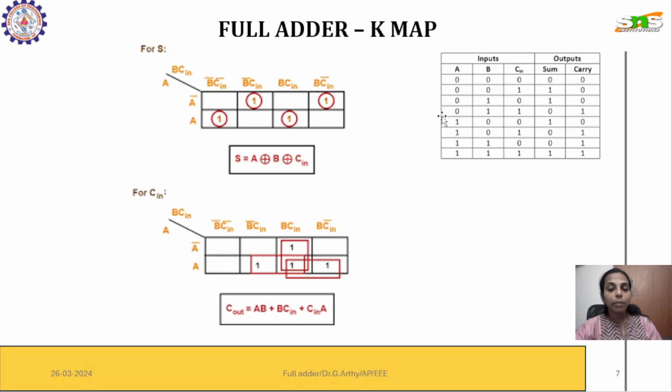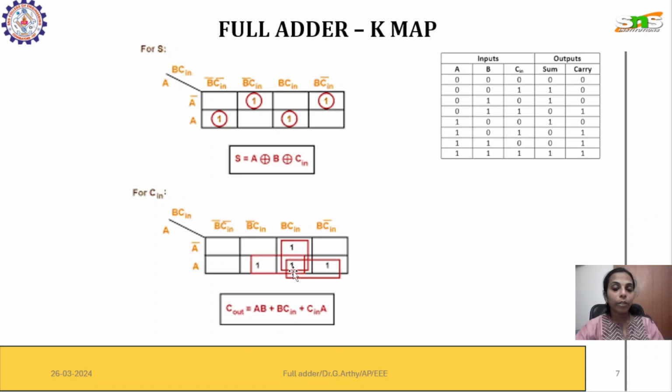Now, as in the previous case, if it is 0 0 0, this is the cell corresponding to that. For 0 0 0, the sum is 0, so we have left it out. Wherever we have ones, we have marked it. After that, we need to group, and after grouping, write it in standard form.